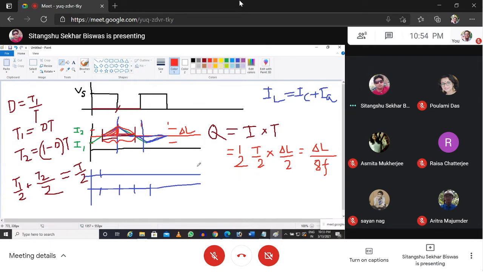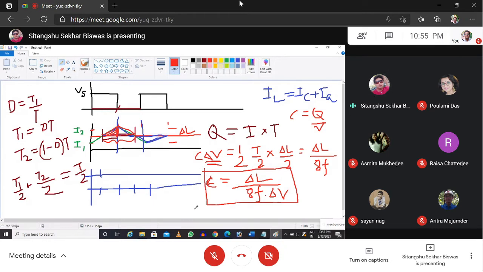Now what is Q? Q is equal to capacitor into del V, because C is equal to Q by V. So now Q is equal to C into del V, which is the output ripple. So the value of the capacitor should be the inductor ripple current divided by 8 into switching frequency into the output ripple voltage. This is the value of the capacitor in a buck converter.